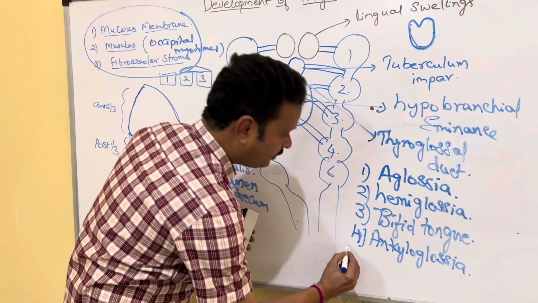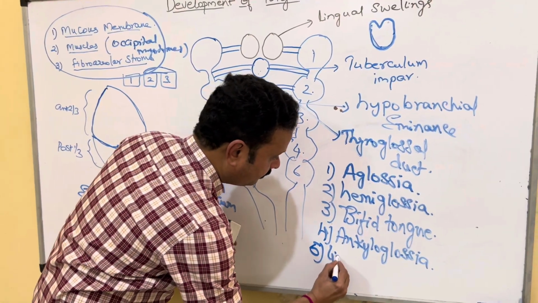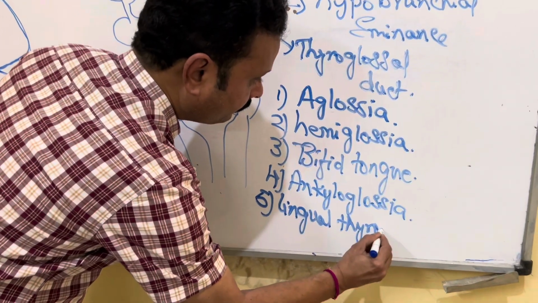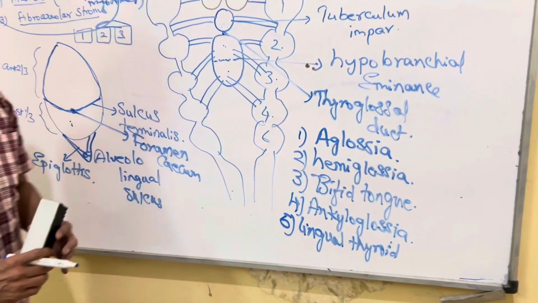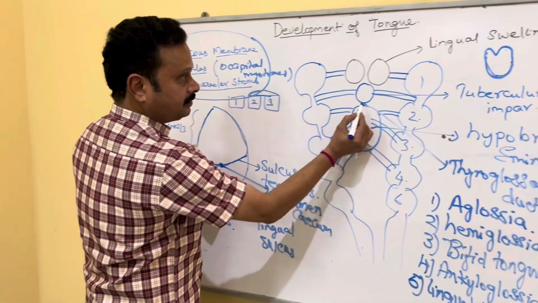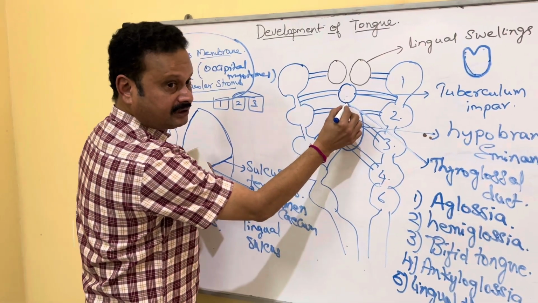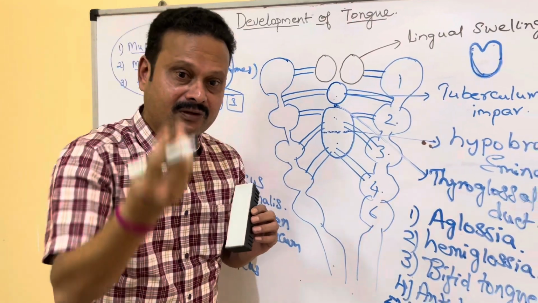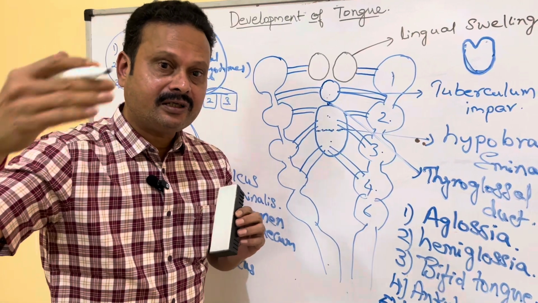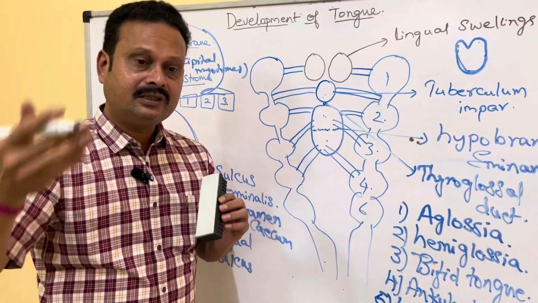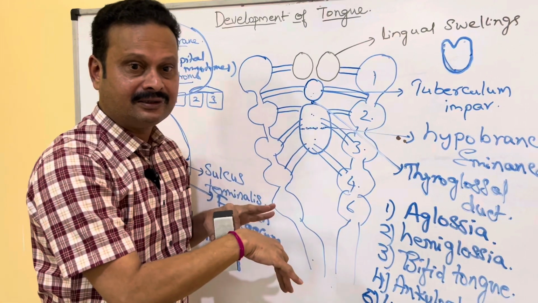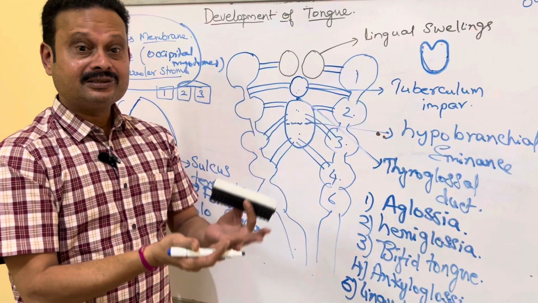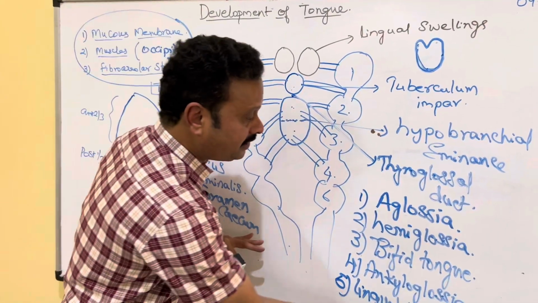And the last one, lingual thyroid. This represents the beginning of the thyroglossal duct, but when the median thyroid rudiment, instead of descending downwards, develops within the tongue, a thyroid gland may be developed in the tongue. So when it is in the tongue, it is called the lingual thyroid.